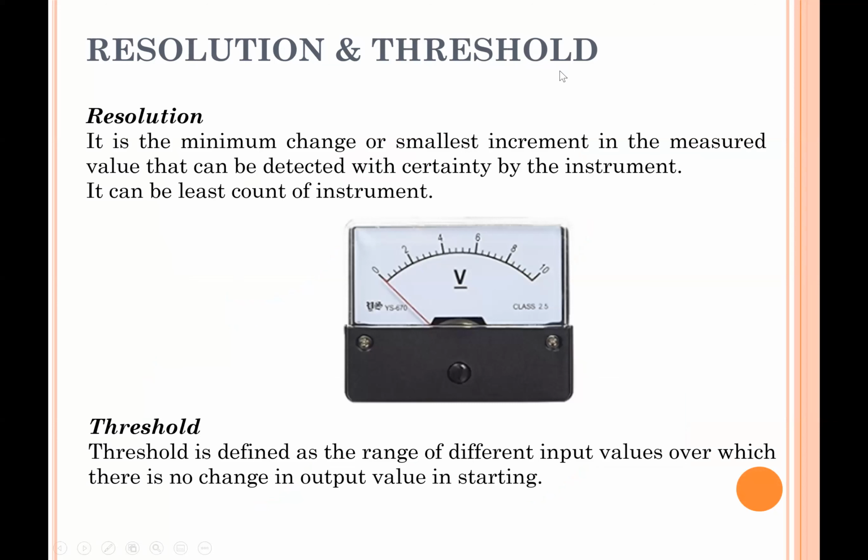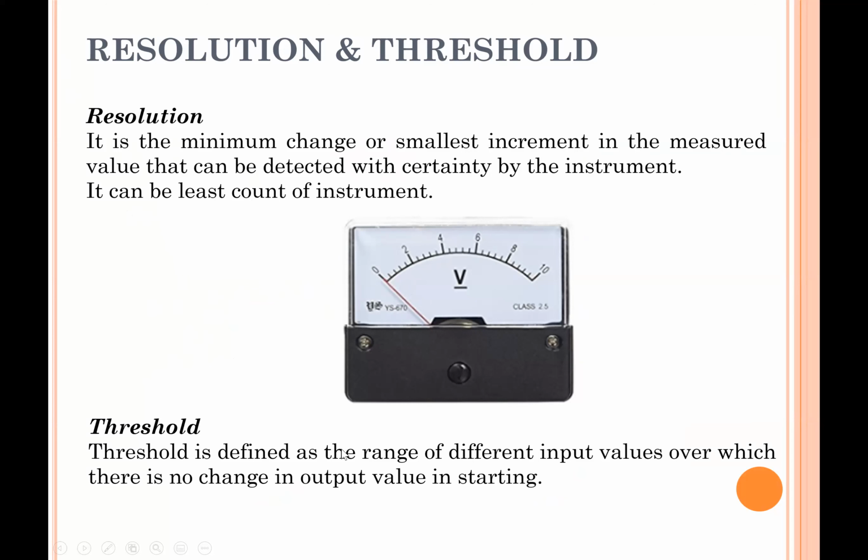Then we have resolution and threshold. Resolution is the minimum change or the smallest increment in the measurement value that can be detected with certainty by the instrument. It can be the least count of the instrument. So जैसे कि सबसे छोटा unit आपका instrument क्या measure कर सकता है, that is the resolution. It might be 1 millivolt, it might be 1 volt, something like that. So the smallest possible change that or the smallest possible unit of change that your instrument can measure is actually called the resolution. This can also be called as the least count of the instrument.